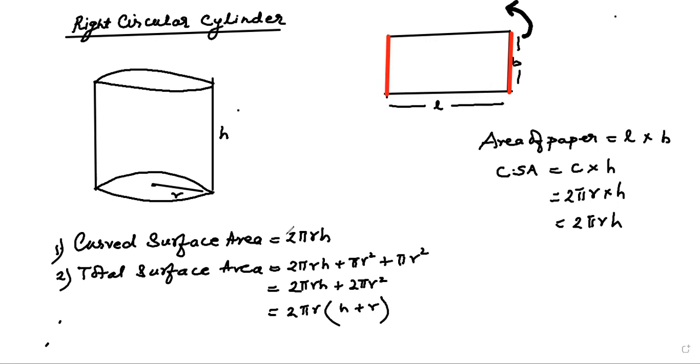So curved surface area is given by the formula 2 pi r h. The total surface area is 2 pi r, and for the bigger number, h plus r.